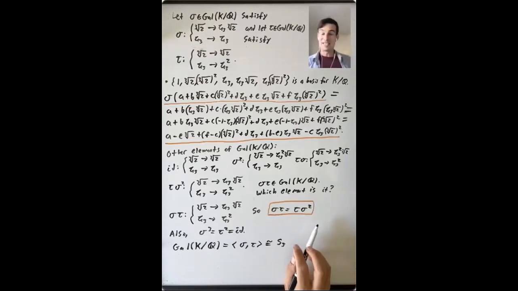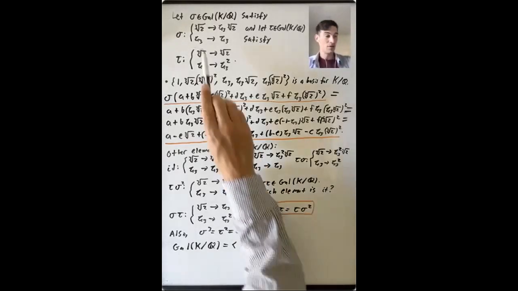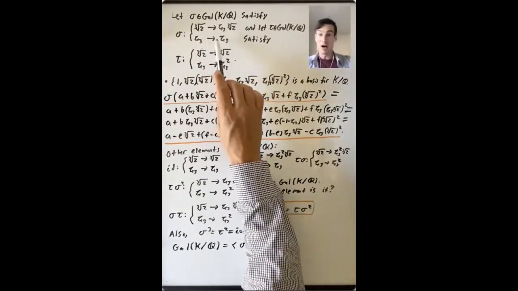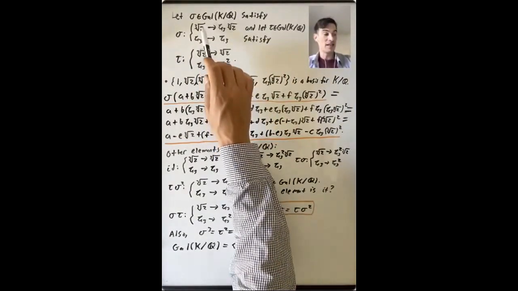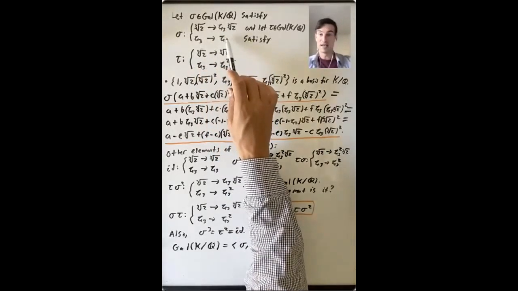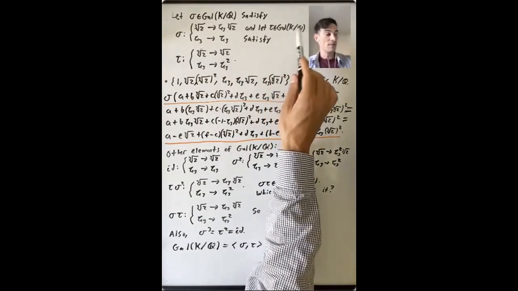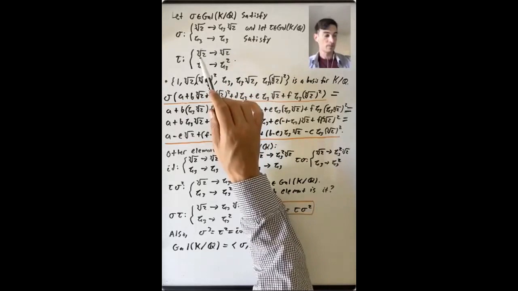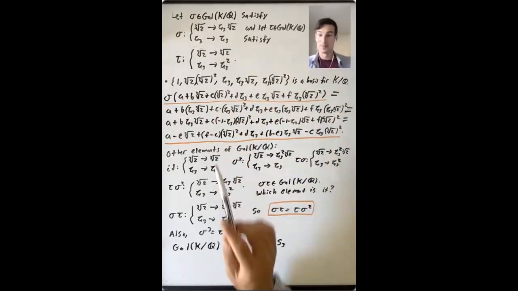We know that we have 6 elements of this Galois group of K over Q, and that each element is determined by what it does to cube root of 2 and what it does to zeta 3. So let's name sigma in this Galois group to be the automorphism of K fixing Q that sends cube root of 2 to zeta 3 times cube root of 2 and zeta 3 to zeta 3. And let tau be the element of the Galois group that sends cube root of 2 to cube root of 2 and zeta 3 to zeta 3 squared.